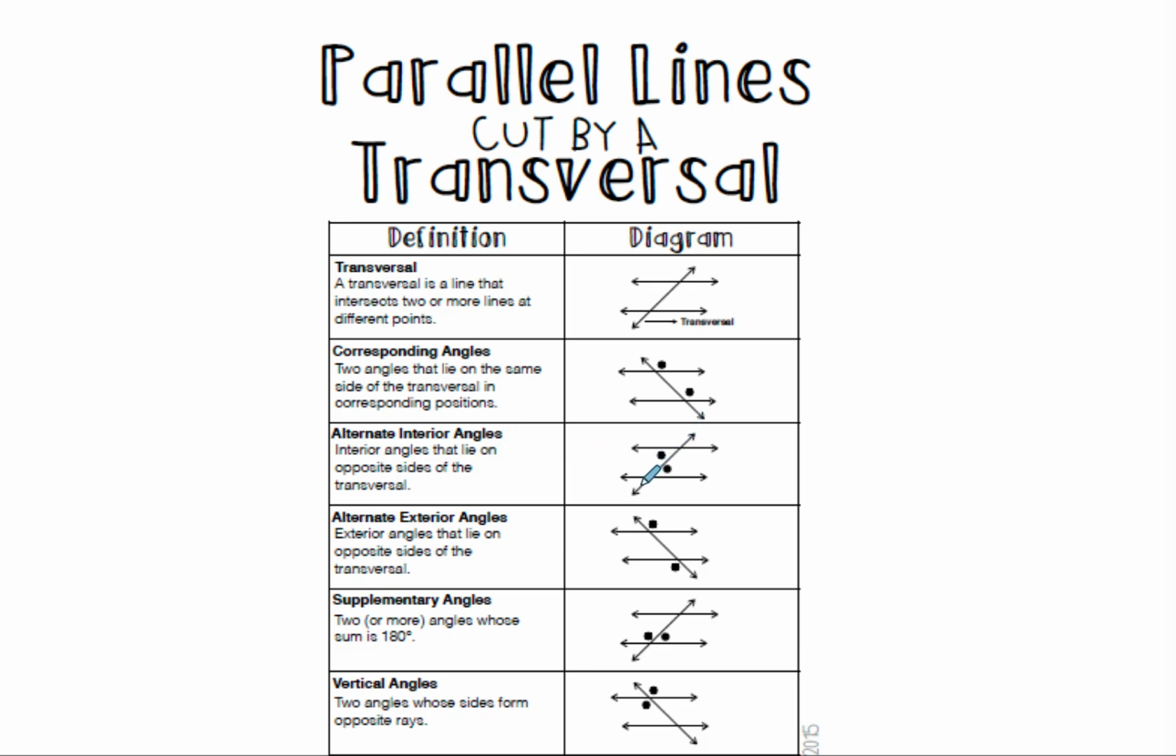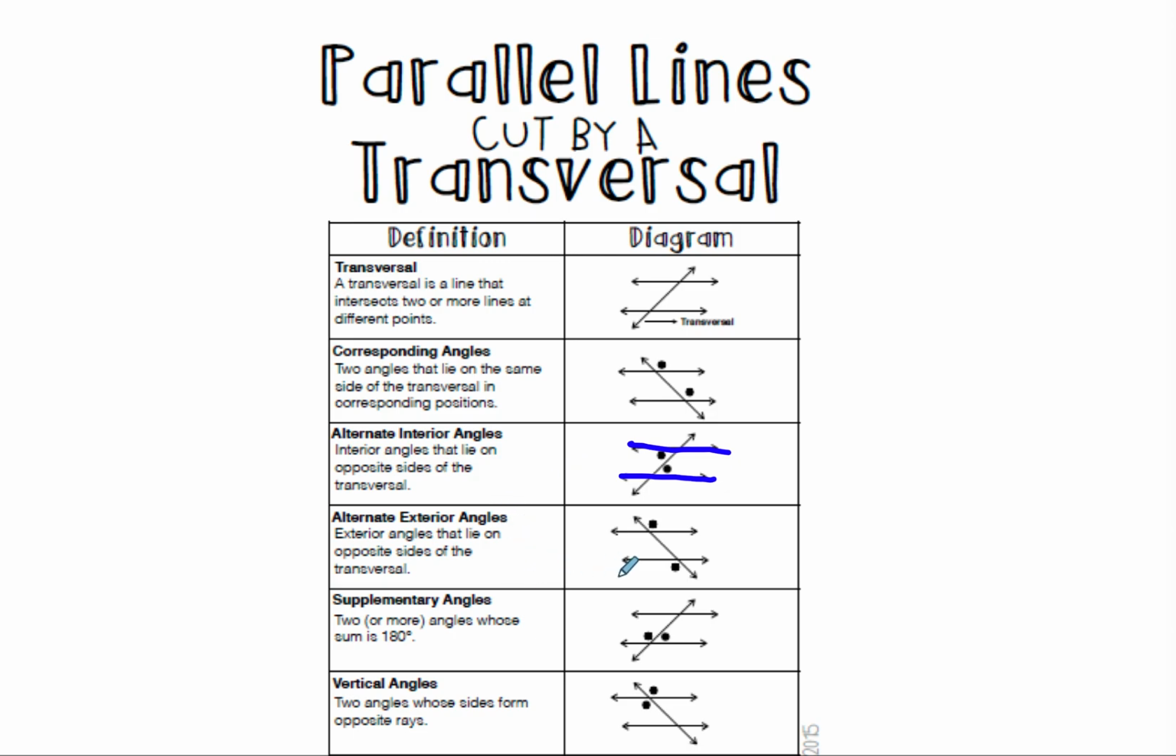Alternate interior are on opposite sides of the transversal. Here's my transversal. One point is on the left, one point is on the right. They're called alternate because they're on different sides. And they're called interior because they're inside these parallel lines. Here are our parallel lines. I'm just going to outline them. They're in between. So that's why they're interior. They're in between the parallel lines, and they're alternate interior because they are on different sides of that transversal.